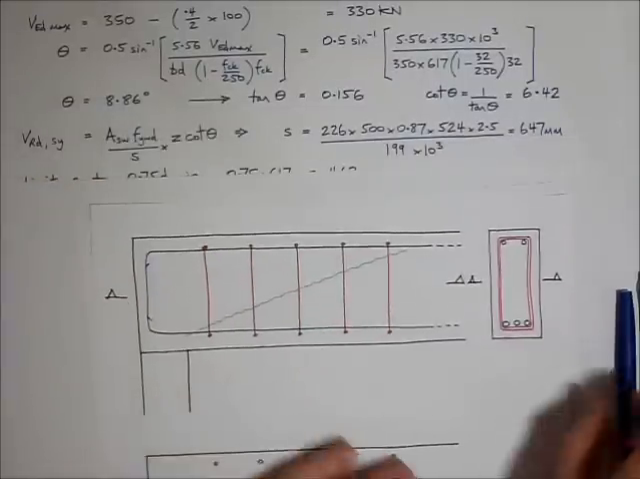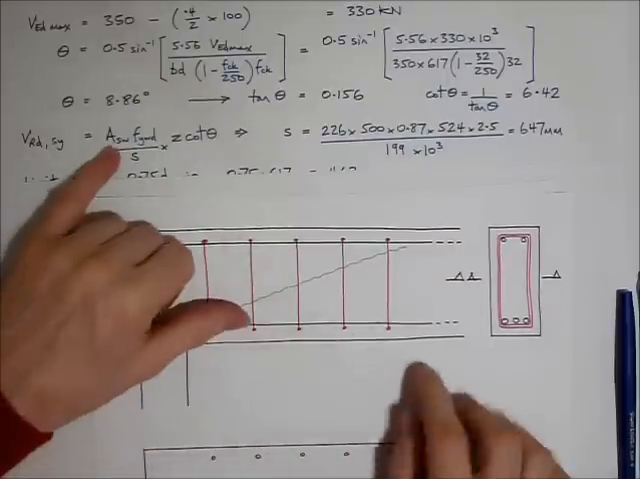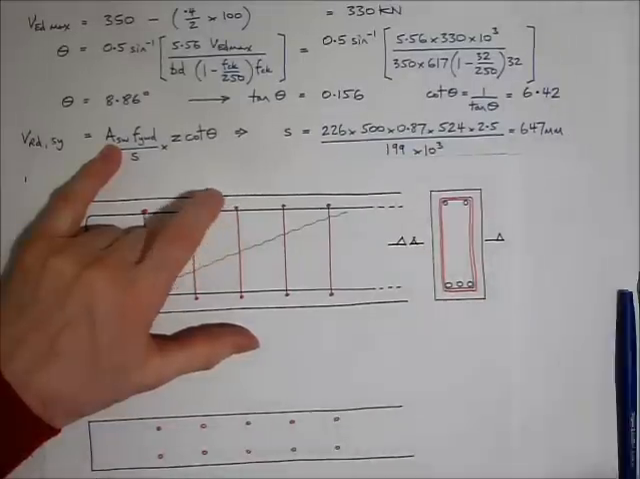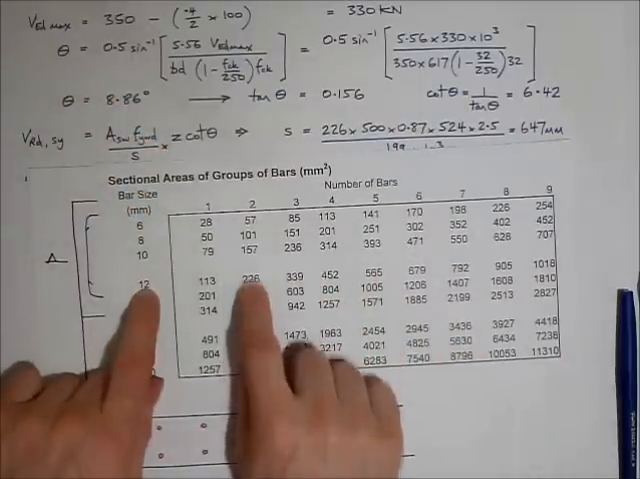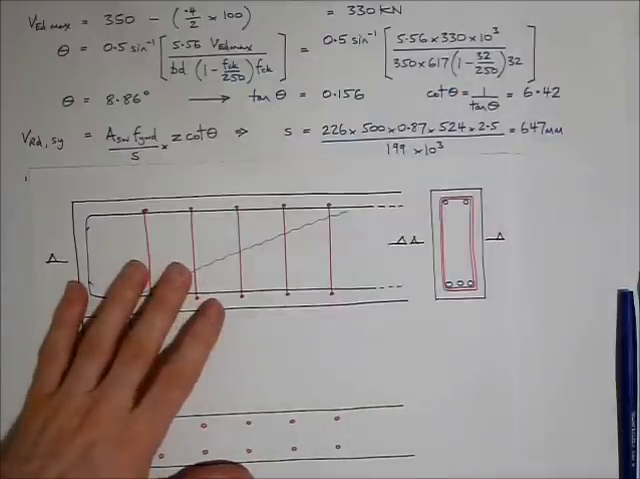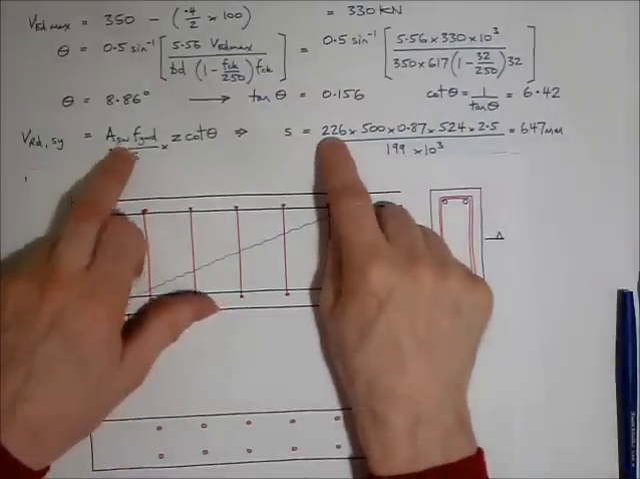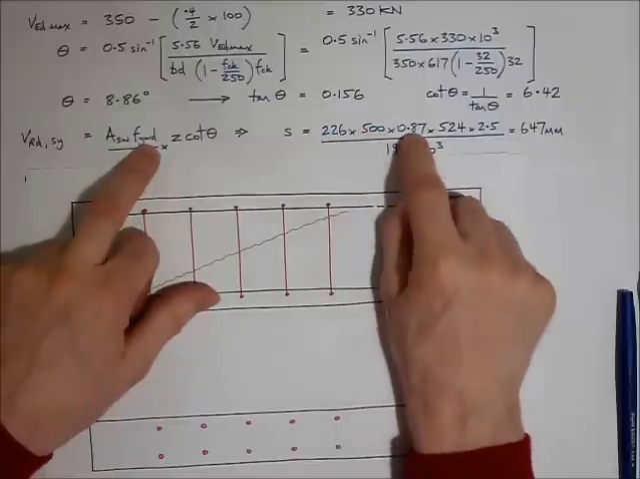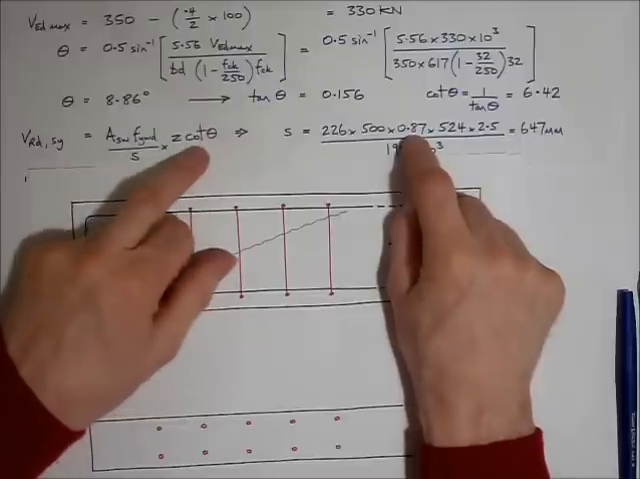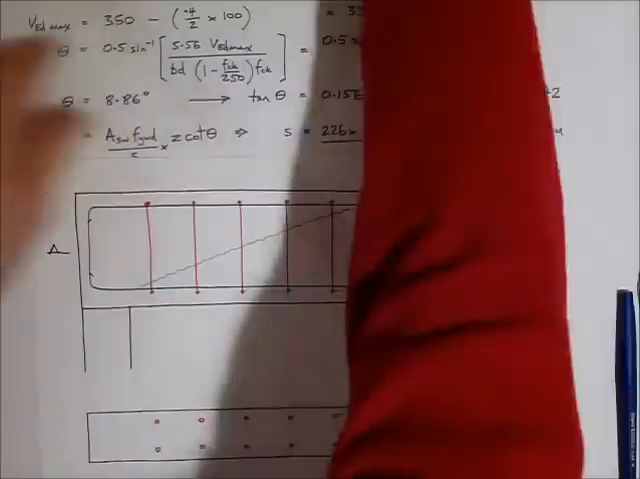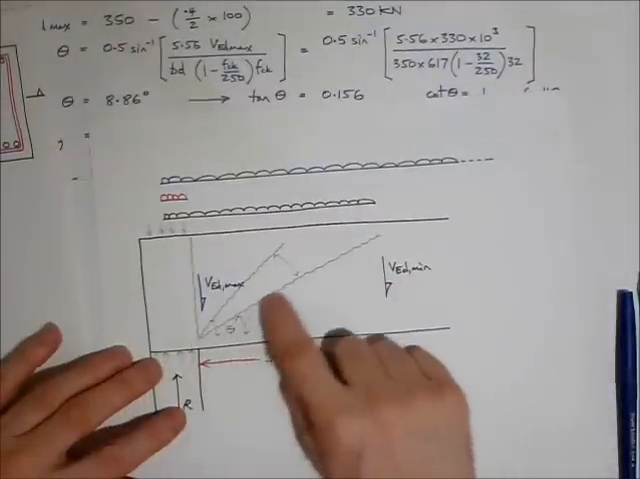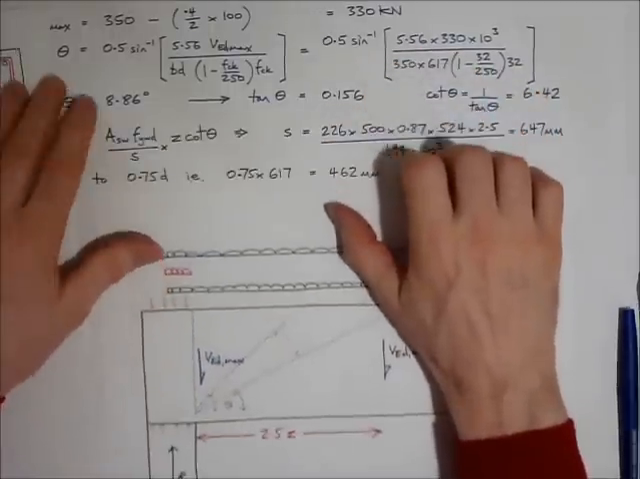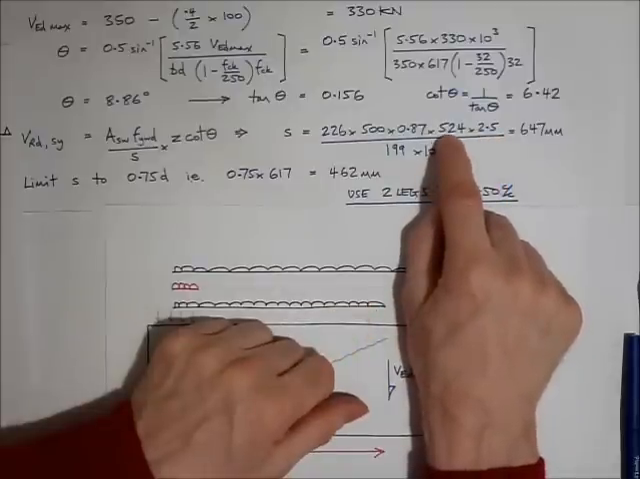Okay, so this ASW, that's the cross-sectional area of a pair of links, so two legs of a single link. So the cross-sectional area of two 12mm diameter bars is 226mm². So ASW is 226. FYW, that's the design strength of the shear reinforcement. Well, it's 500 times the materials factor, which gets it to 0.87. Z cot theta, that's the distance that allows this cracking to take place. We're limiting it to 2.5 Z. So 2.5 times Z for us, because we've got a Z of 524.